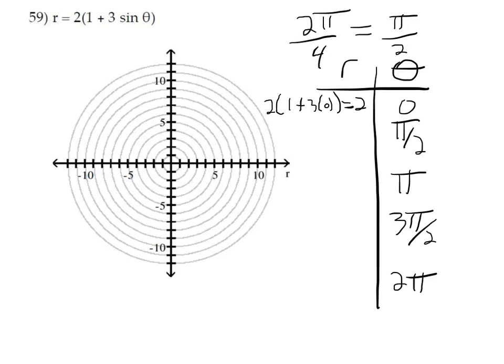At pi halves, sine of pi halves is 1. So let's see, 3 plus 1 is 4, times 2 is 8. At pi, we're back to 2. At 3 pi halves, sine is -1, times 3 is -3, plus 1 is -2, times 2 is -4. Then we're back to 2. You'll notice patterns here: 2, 8, 2, -4, 2, 8, 2, -4, 2, etc. Because we're being very careful about which values we choose here by doing 1/4 of the period. Alright, let's see these points.